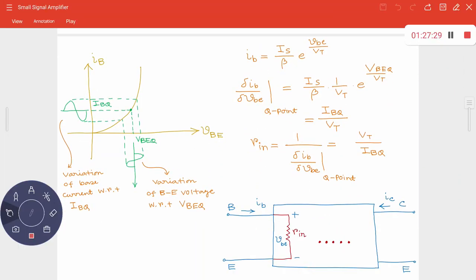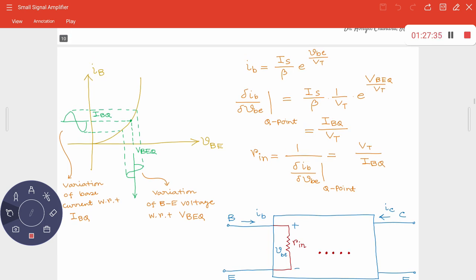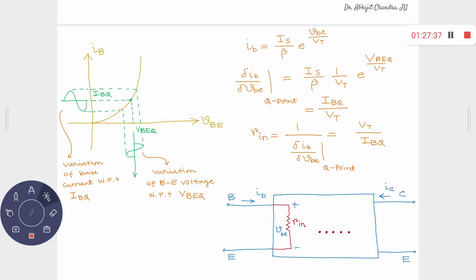Right? Rin. So if this is my model over there, a two port network, base emitter is my input port, collector emitter is my output port, and between base and emitter I do have a resistance represented by this Rin, whose value is given by VT upon IBQ.